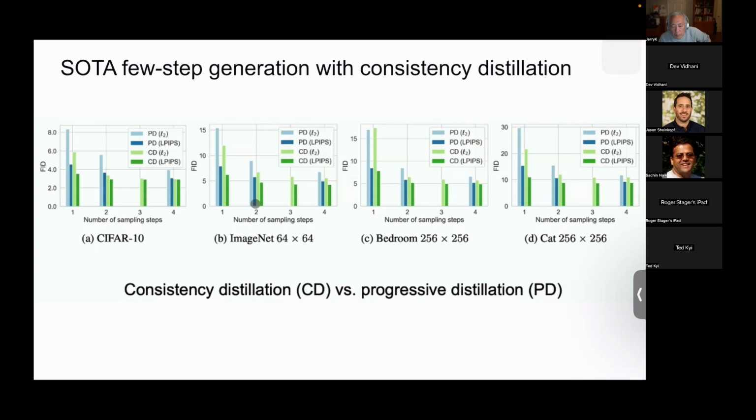Again, I will skip past. It's just that, depending on the number of steps you had for the generation, they always did better than any other, in this case progressive distillation. For any loss, they did better than that.